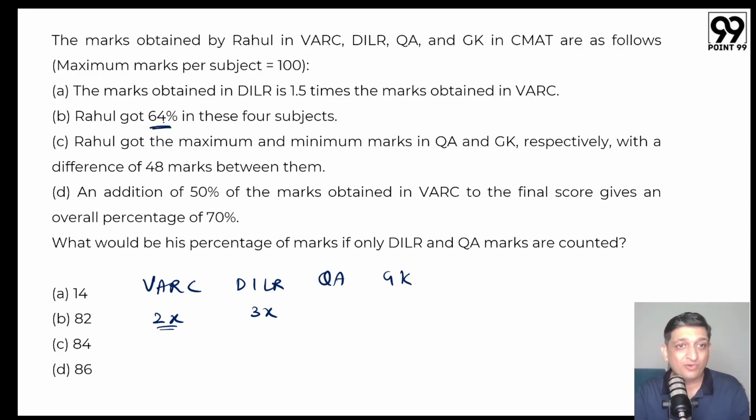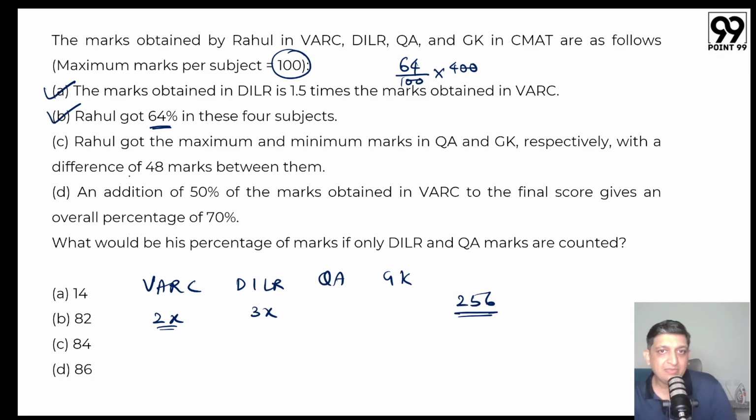Rahul got 64% in all these 4 subjects, which basically means that if the maximum marks is 100 and there are 4 subjects, his total score should be 64 by 100 into 400. Right, because there are 400 marks and he scored 64%, which is 64 into 4, that is 256. So the total score that Rahul got was 256. So we have taken care of this and this.